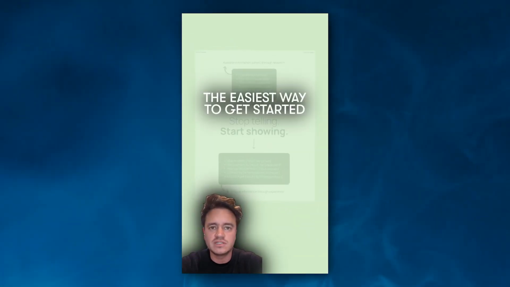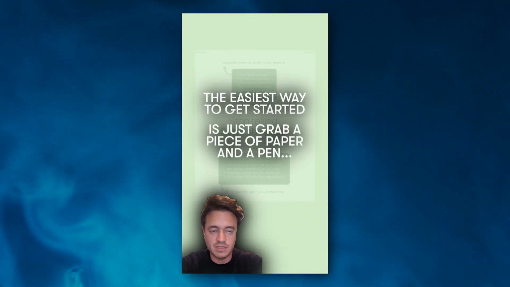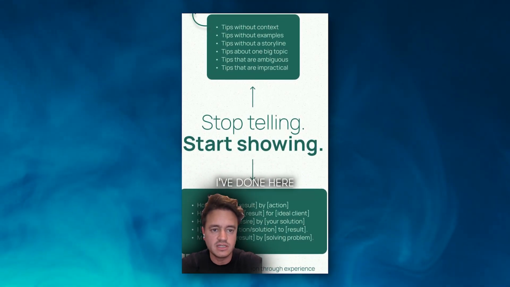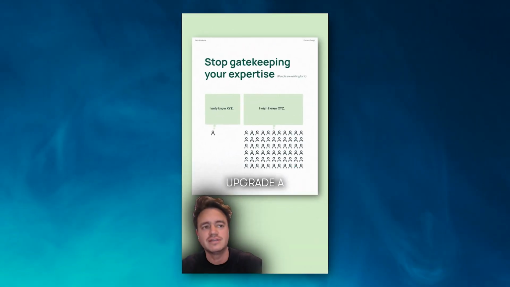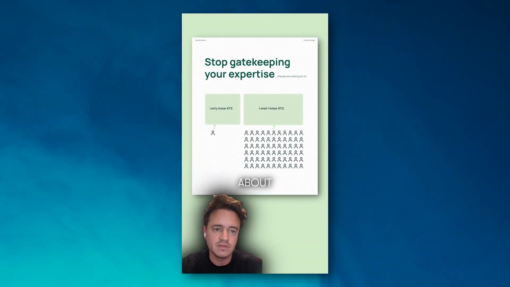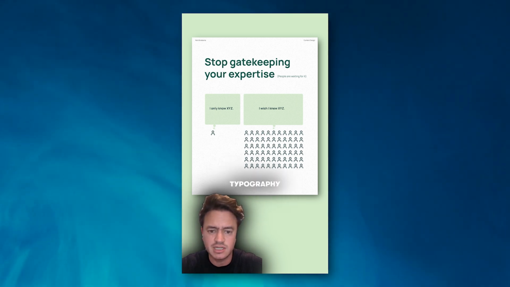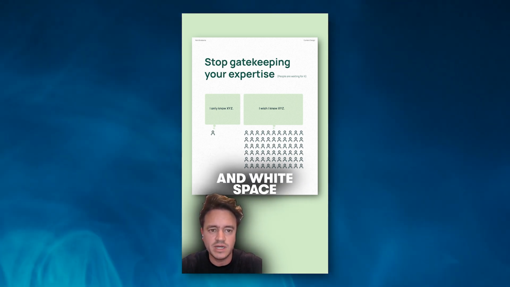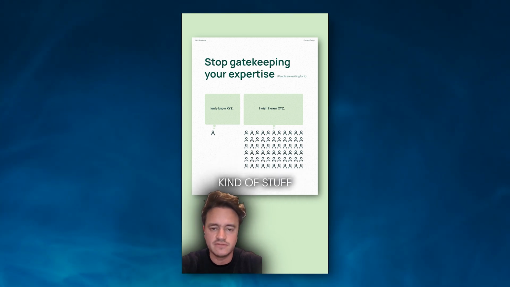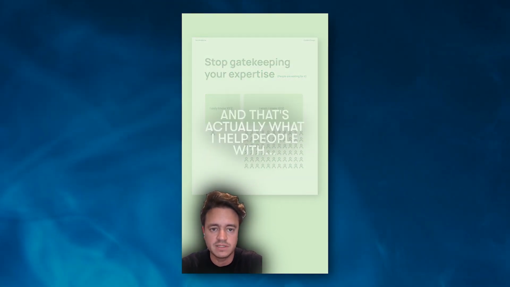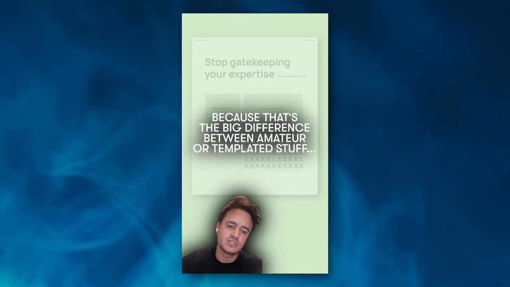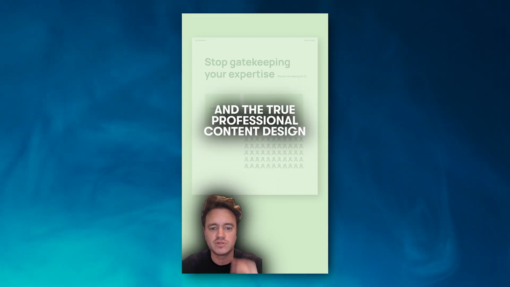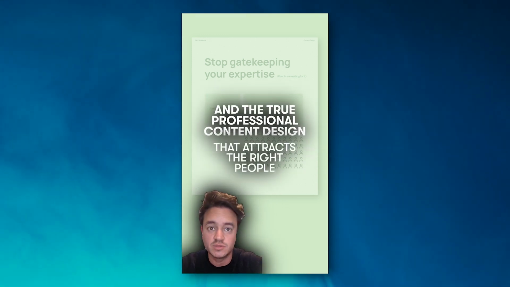And the easiest way to get started is just grab a piece of paper and a pen and just sketch out your thoughts, because that's pretty much what I've done here. So that's what I would start. If you want to upgrade a little bit, you have to think about more like branding elements like color, typography, more like design guidelines like padding and white space, negative space, all that kind of stuff. And that's actually what I help people with, because that's a big difference between amateur or templated stuff and the true professional content design that attracts the right people.